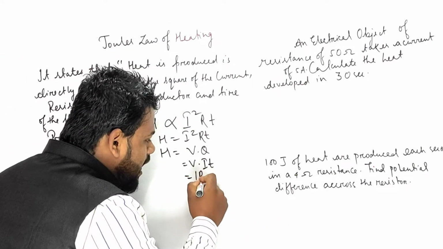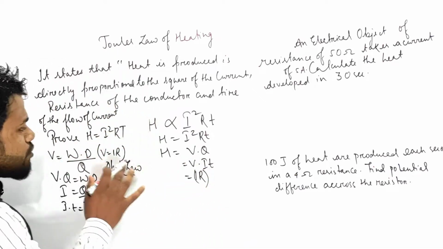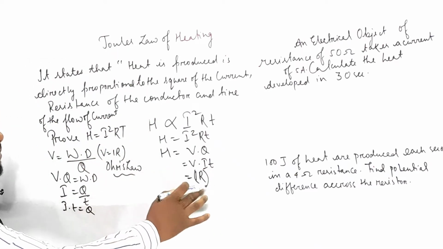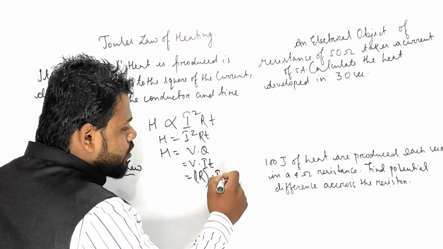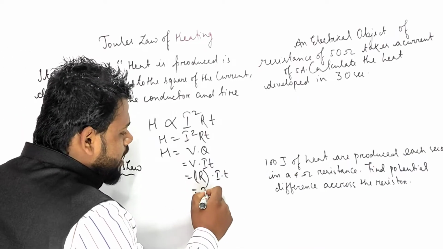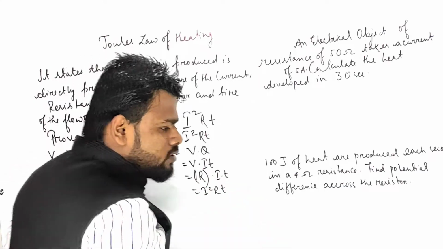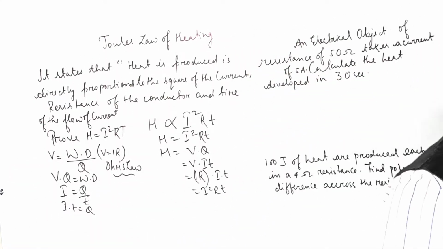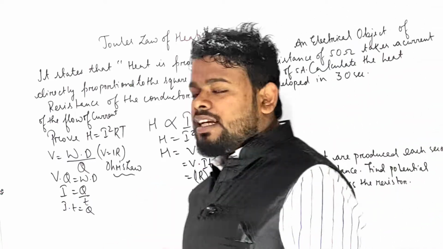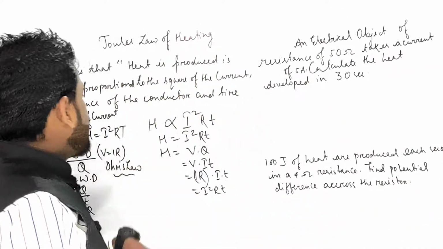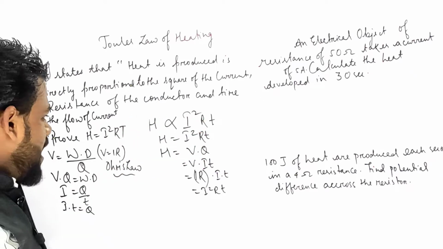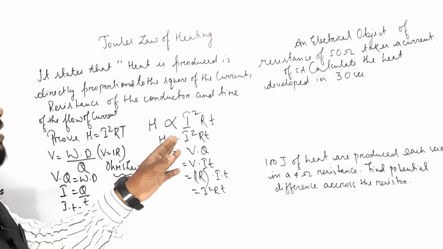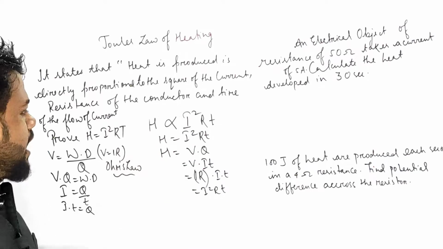In place of V, I can write IR, into IT, that is I into T. That means I squared RT. Proved. 2 marks in your pocket. It is proved. Now you might be thinking, sir, how should we write it? No, you have to write it in this way. H is directly proportional to I squared RT, in which H equals I squared RT.